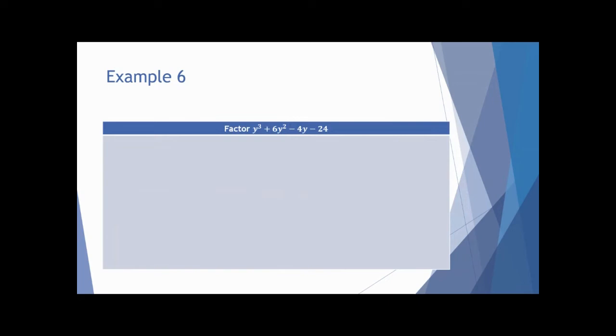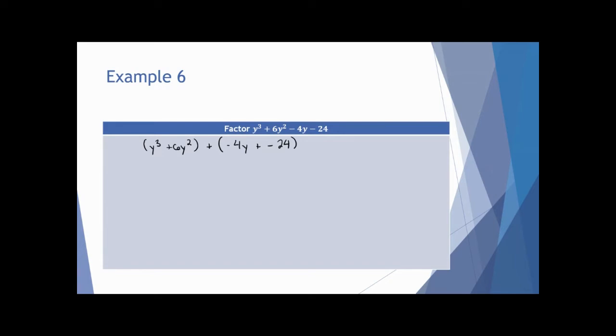Okay, so now I'm ending this with 2 more complicated ones that you may come across. Here we have 4 terms. So in order to factor this, we need to factor by grouping. So I'm going to rewrite this by grouping the first 2 together. So I have y cubed plus 6y squared. And then I'm going to group the last 2 together. So that's minus 4y plus negative 24.